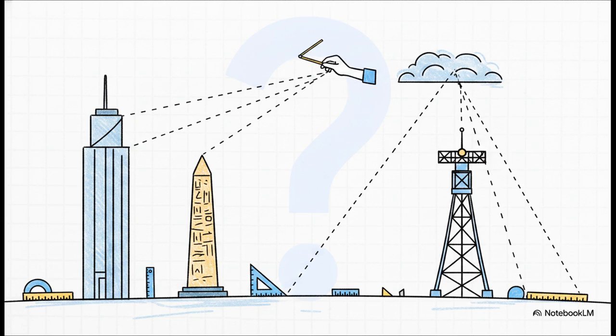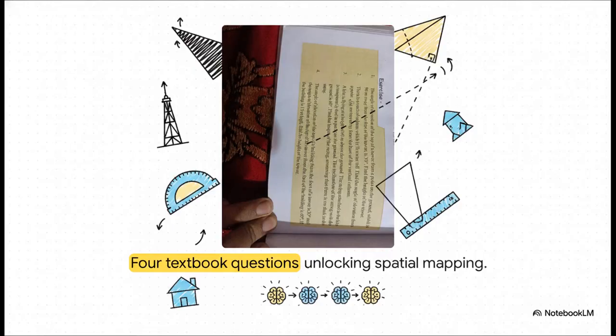We need a way to translate what we can easily measure on the ground into the enormous heights stretching up into the sky. And this is exactly what makes our source material for today so brilliant. Consider a standard, unassuming textbook page, labeled Exercise 1. It honestly just looks like a standard list of 4 word problems printed on paper.